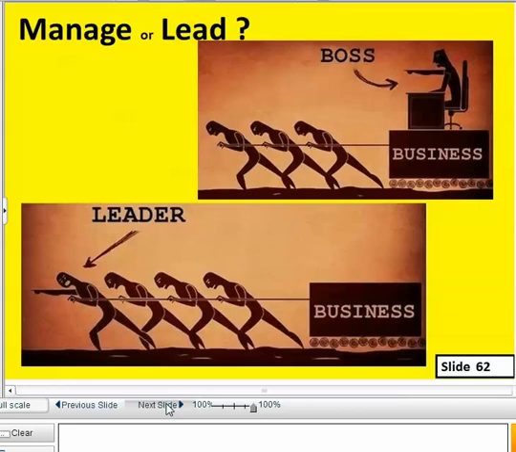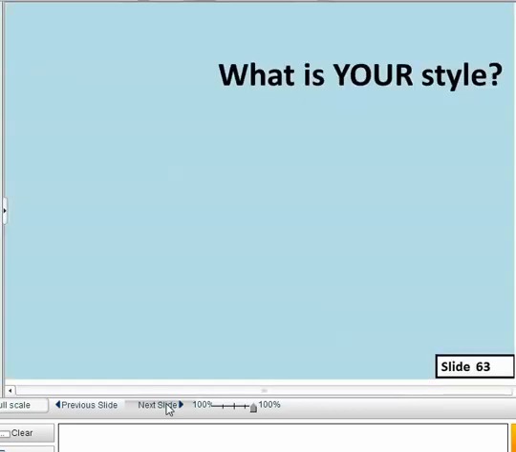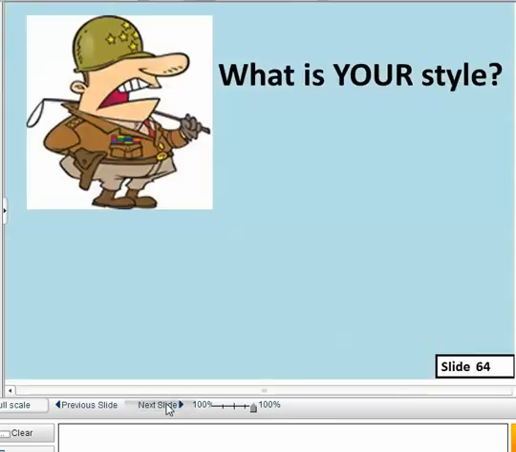That's all they care about. So the leader instills that group think: this is the objective we're after, this is what we're trying to accomplish, and we're going to do it together. Okay? So the question becomes, what is going to be your management style?